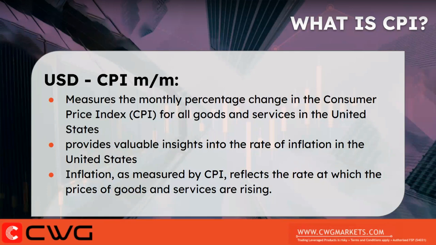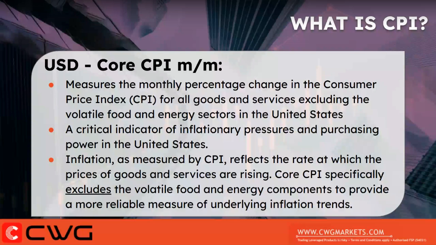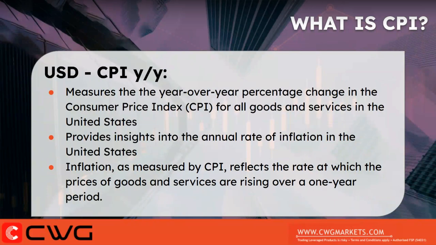We also have our core CPI month-on-month, which is a key economic indicator that measures the monthly percentage change in the CPI for all goods and services, excluding the volatile food and energy sector in the US. Also a very important economic indicator that has a direct influence on the value of the US dollar. We also have CPI year-on-year, which is basically the year-on-year percentage change in the CPI figures for the US.